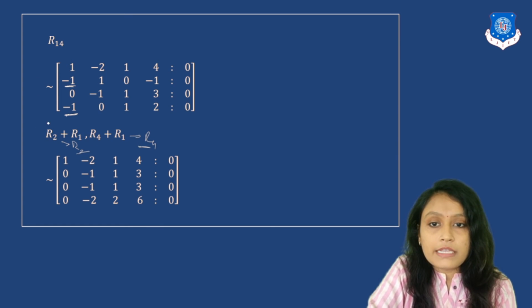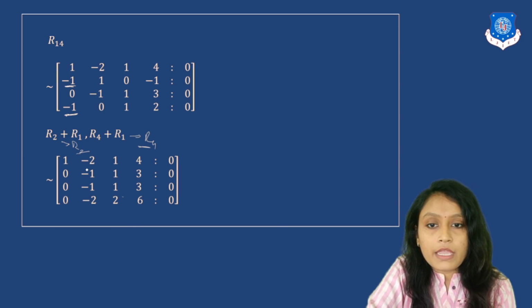So for this, firstly add R1 and R2. So 1 minus 1 you will get 0. Then minus 2 plus 1, so you will get minus 1. 1 plus 0, that is 1. And 4 minus 1, so 3. Now we have to add R4 and R1. So 1 minus 1, 0. Then minus 2 plus 0, so you will get minus 2. Then 1 plus 1, so 2, and 4 plus 2, so you will get 6. And here we have 0, right?